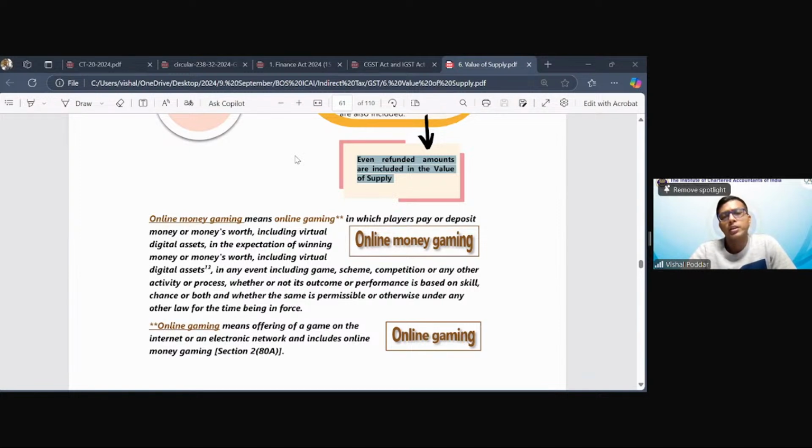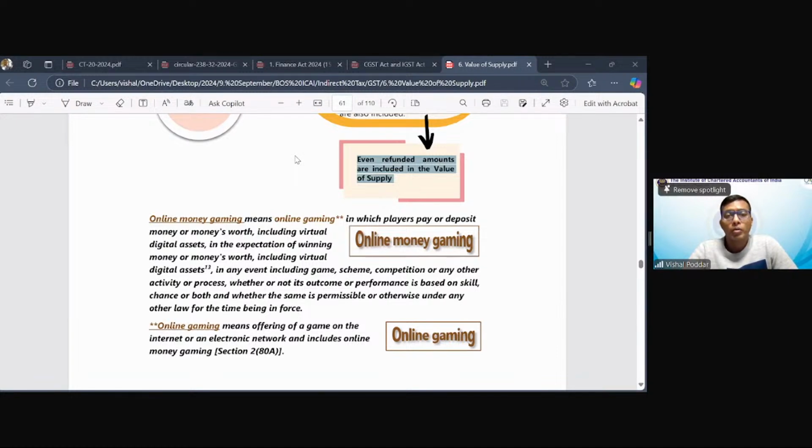Means what? The rule that they have made in this valuation for online money gaming is straightforward. It simply says online money gaming, the value is the amount deposited with the gaming company. They are least bothered with how much you are utilizing to play. They are least bothered with how much you have won. And they will not charge any tax on the amount which you have won or which you are utilizing again and again. They will take tax only when you are depositing the money in their wallet.